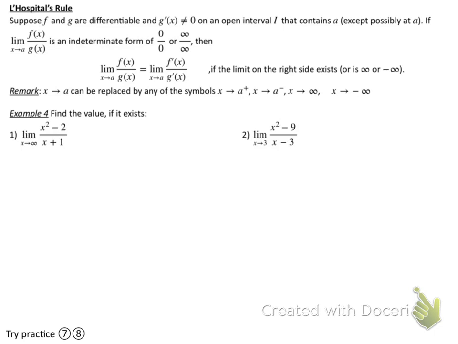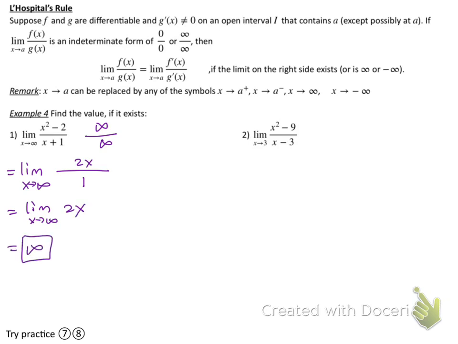So when x approaches infinity, x squared minus 2 goes to infinity and x plus 1 goes to infinity. We do have an infinity over infinity. Then the limit becomes the derivative of the numerator, which is 2x, over the derivative of the denominator, which is 1. So actually, you are just getting the limit of 2x as x approaches infinity, and of course that's infinity.